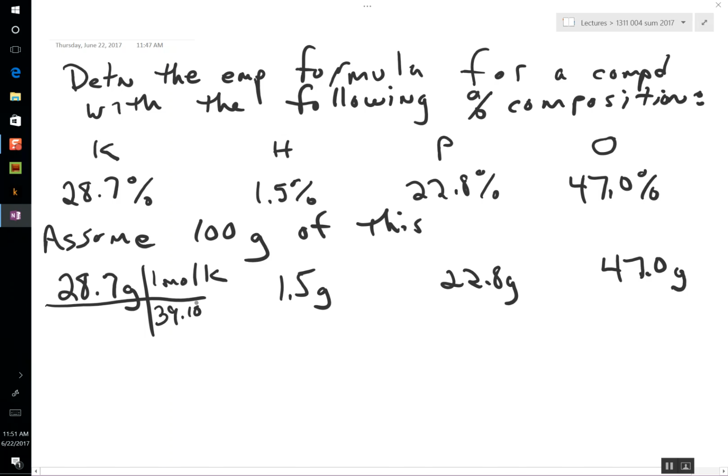Go ahead and do that. Go ahead. I'll quit talking. You convert each one of these into moles and start trying to figure out what the empirical formula would be. Like I said, this is potentially one of the Chapter 3 quiz questions.